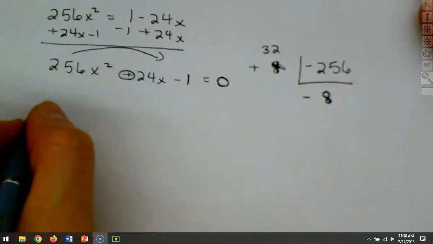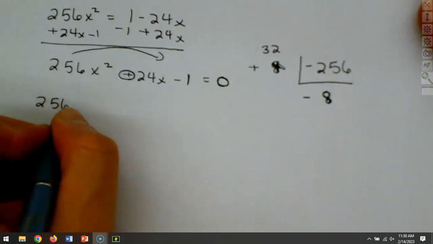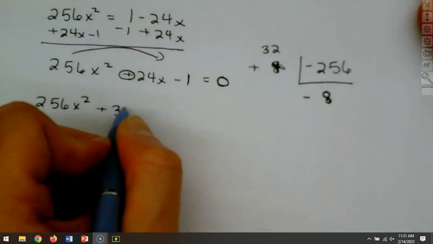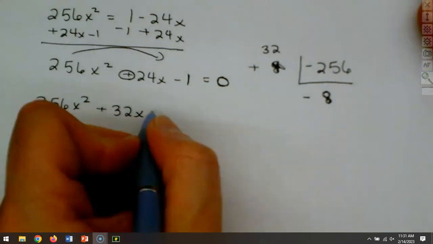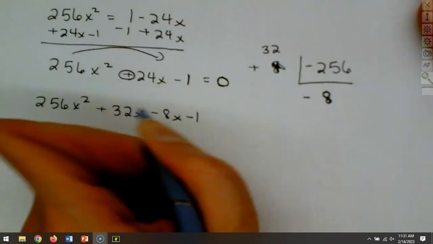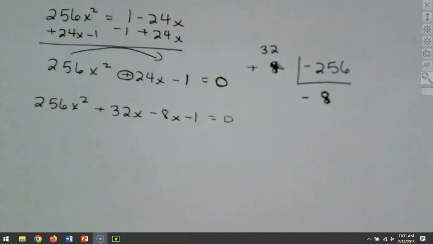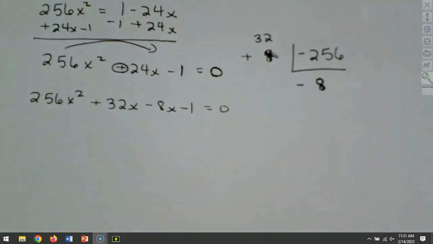And what does that now leave you with? That leaves you with a 256x squared, plus 32x, minus 8x, minus 1 equals 0. And what can we do next here? Does anyone know what we would do next? So I broke it up.